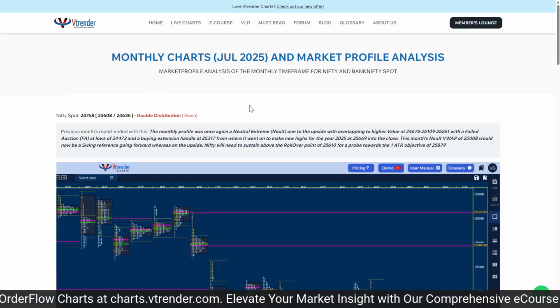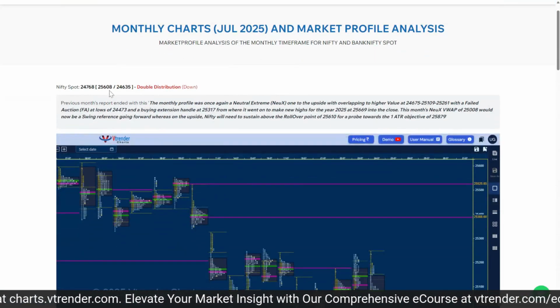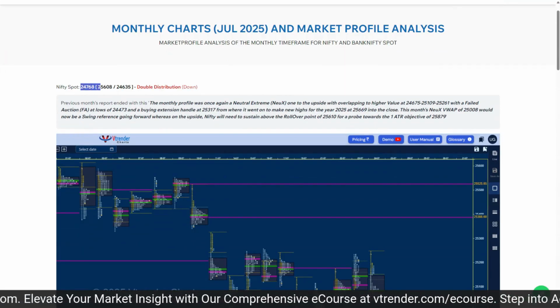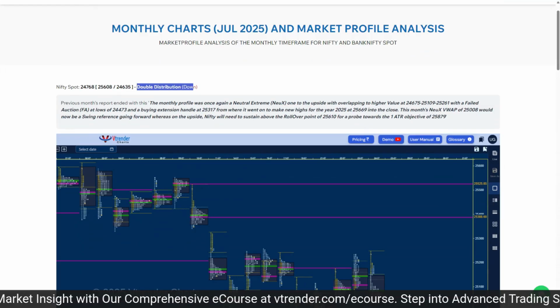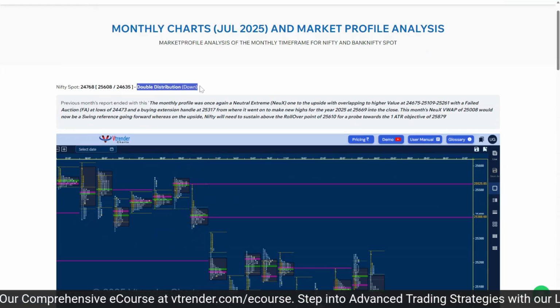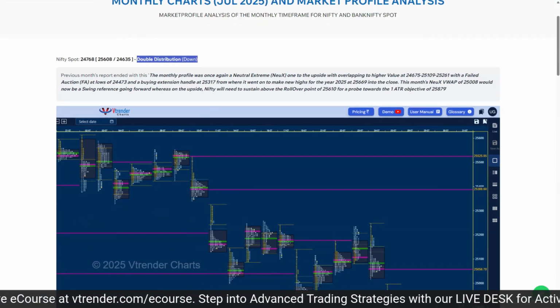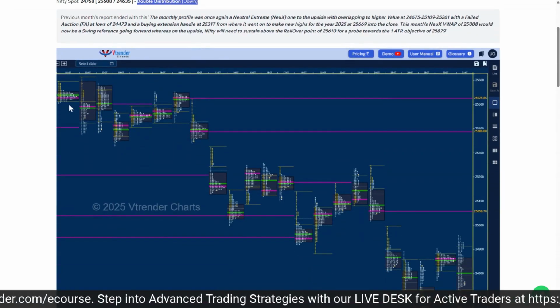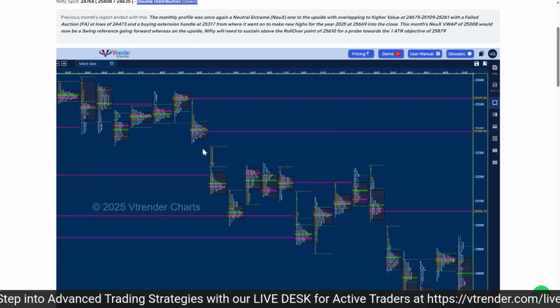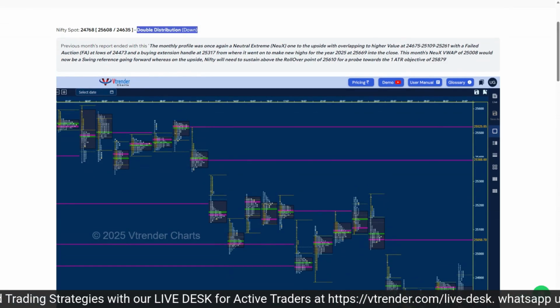So coming back to the monthly report which we have published, we give the closing price, we give the high and the low, and we tell, structure-wise, what kind of profile it was. It was a double distribution profile, and we have a screenshot of what it did on the daily time frame. So you can see we have this brief of last month.